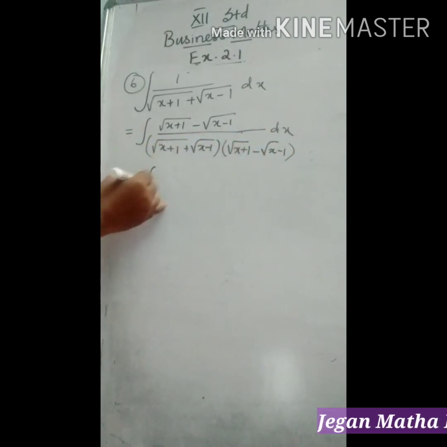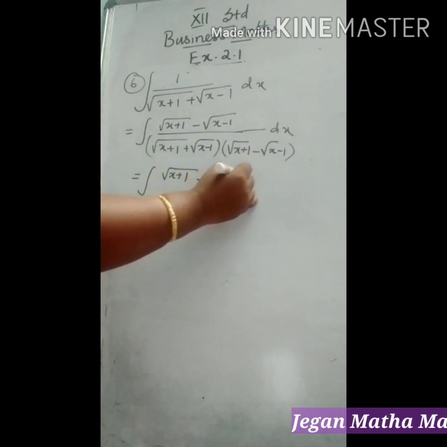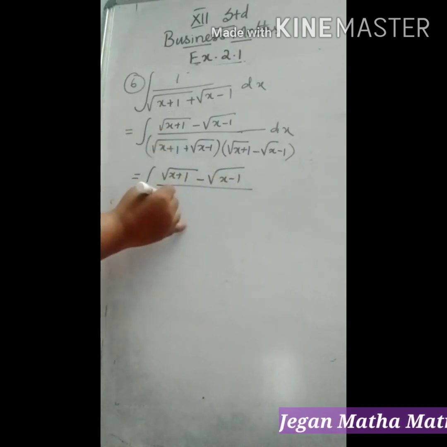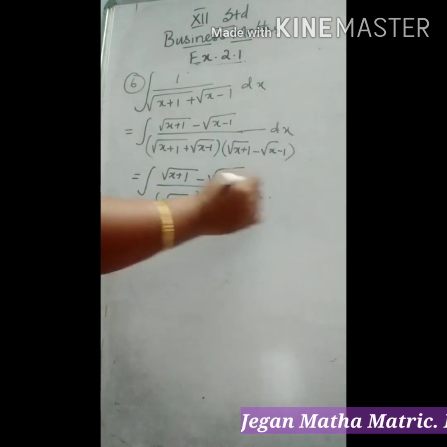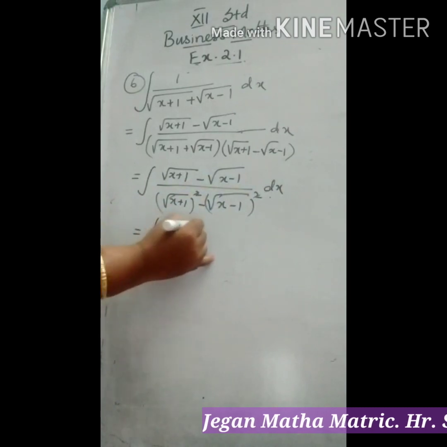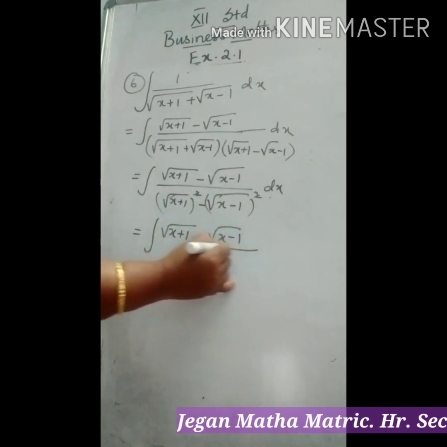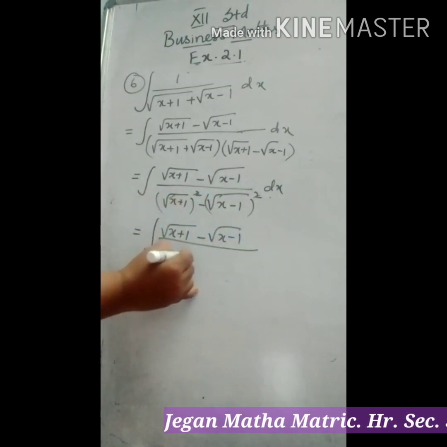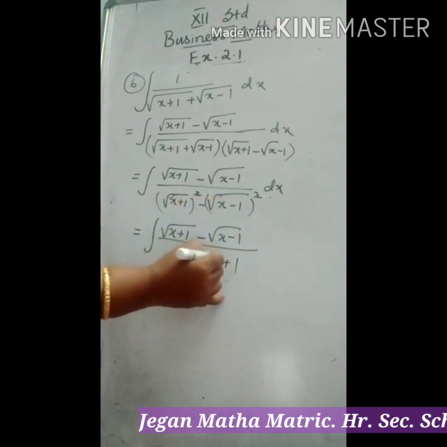So that is equal to the integral of (√(x+1) − √(x−1)) divided by a squared. What is a? (√(x+1))² − (√(x−1))², and the square and root will be cancelled. So that is equal to the integral of (√(x+1) − √(x−1)) divided by (x+1) − (x−1), dx. So x and x will be cancelled.